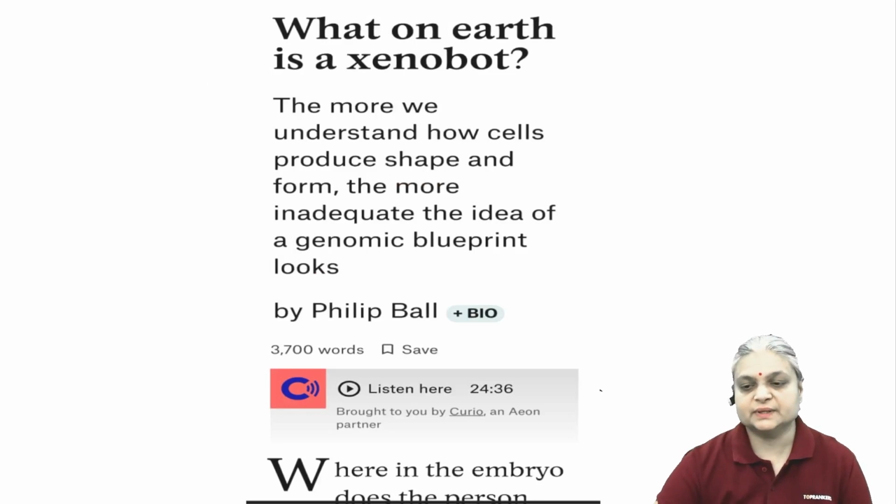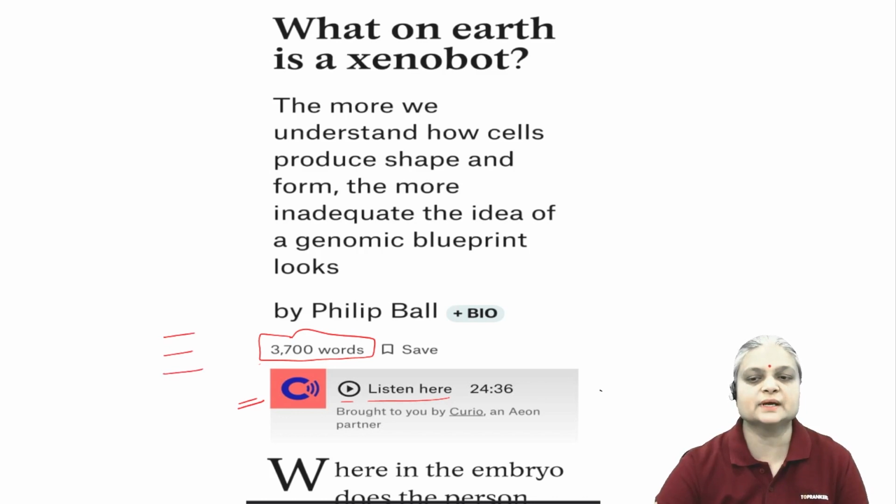Before we start with the passage, I want you to focus on this part of your screen wherein the Aeon Essays gives you this facility, this benefit of listening to the article. You can listen, it is of 3,700 words. As I told you, it will be a longer passage. So you don't have to read it in one go. You can divide it into chunks and then you can read.